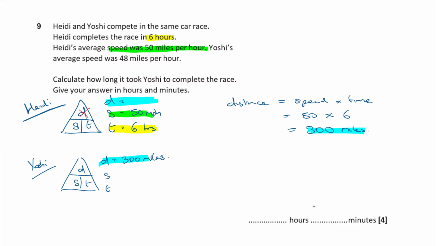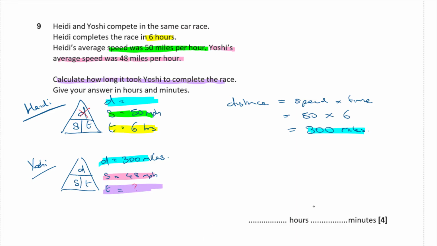Now, we've been given his speed in the question. Yoshi's average speed was 48 miles per hour. So I know that this speed here is going to be 48 mph. Calculate how long it took Yoshi to complete the race. So that's what we're trying to find, isn't it? We're trying to find time taken for Yoshi to do the race. Okay, that's what we want to find.